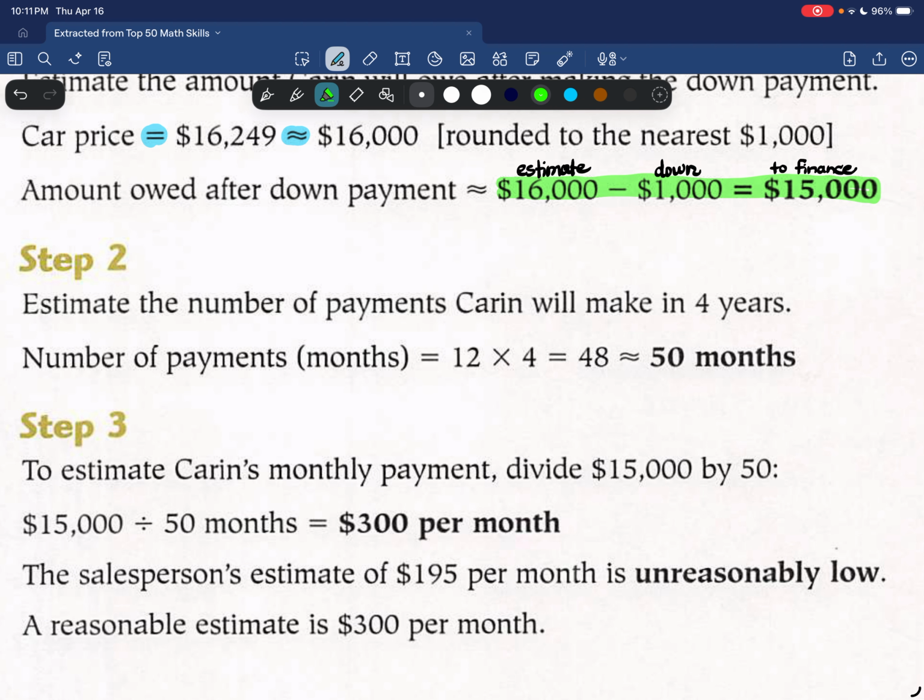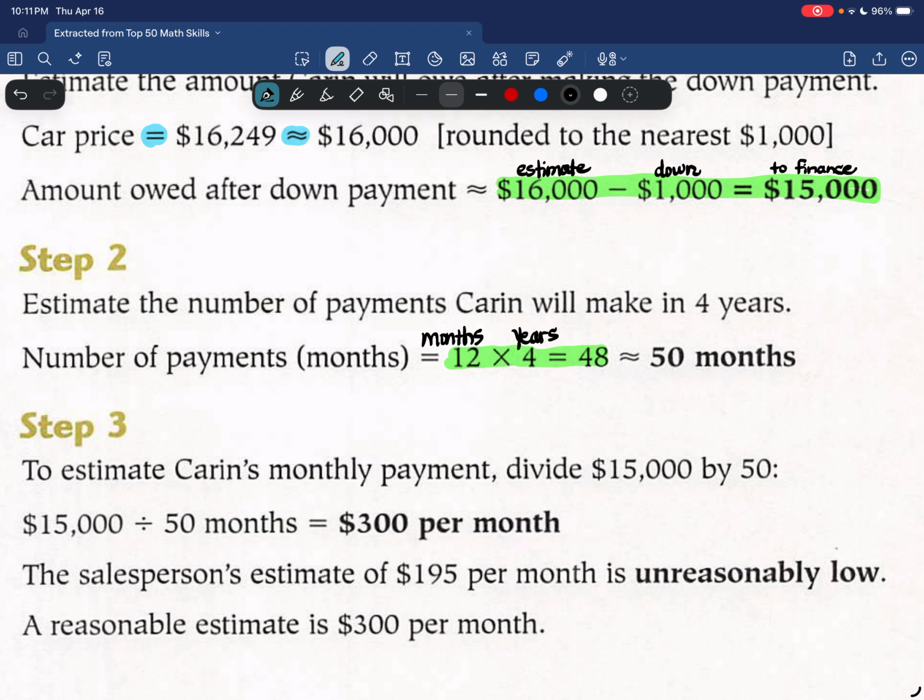Step two is to estimate the number of payments Karen will make in 4 years. Well, I know that there are 12 months in every year, so we have 12 times 4 is 48. That is an exact answer. This is the number of months in a year, and this is the number of years in the deal. And that is exactly 48.